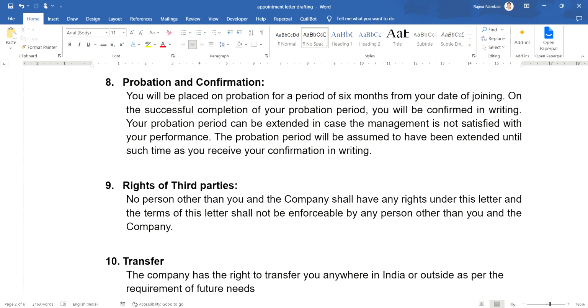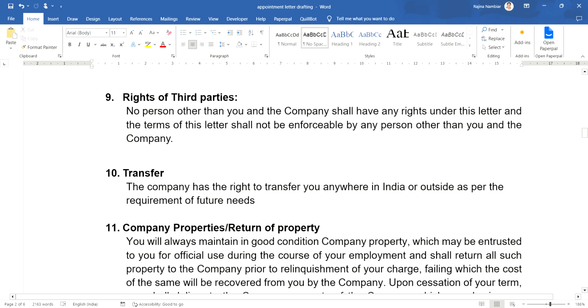So all these things have to be written, so that there is no ambiguous situation that this was not informed or that was not informed. All these things need to be mentioned in writing in the appointment letter. Then the right of third party: when you sign this appointment letter, all these things are between you and the company. No third party should be involved in this.